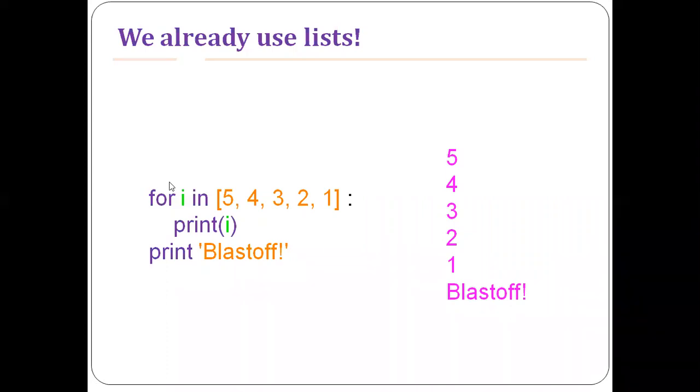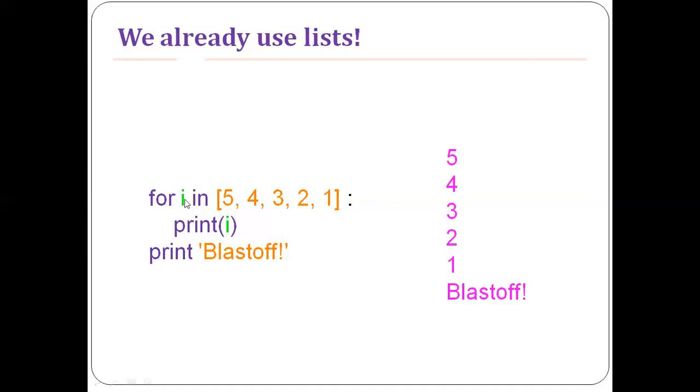But in this case, the for loop will take care of the boundary of the list itself. Once all the elements have been read from the list, it will exit, or come out of the for loop, and proceed with the other instructions, right? So that is the advantage of the for loop.